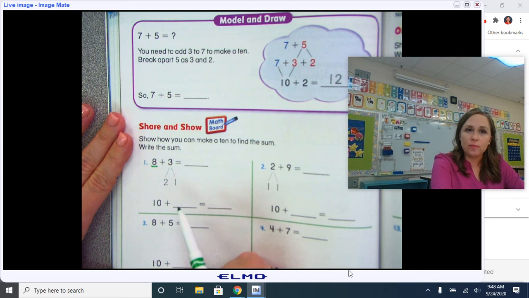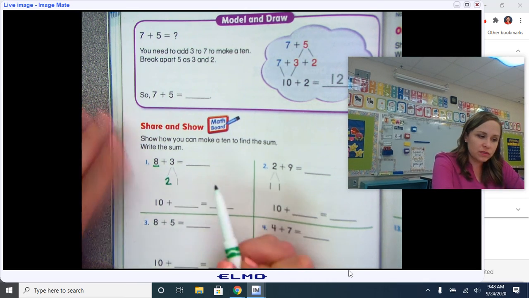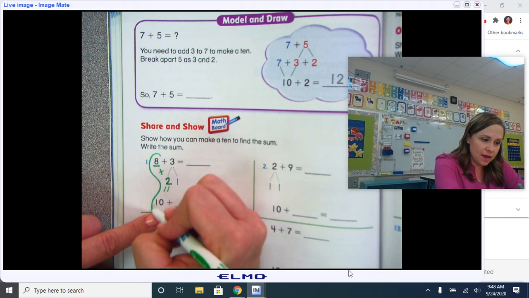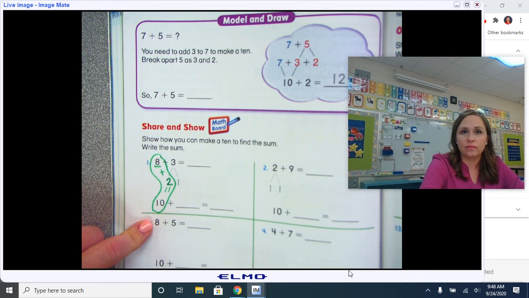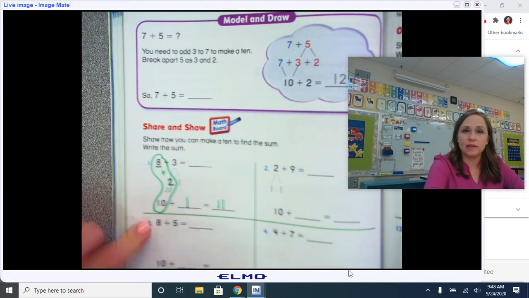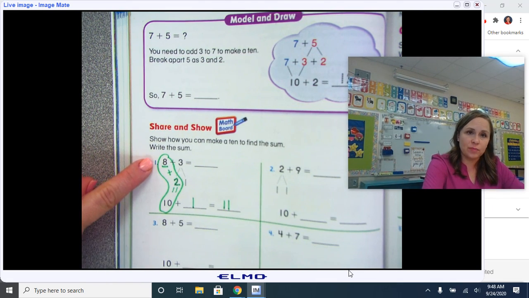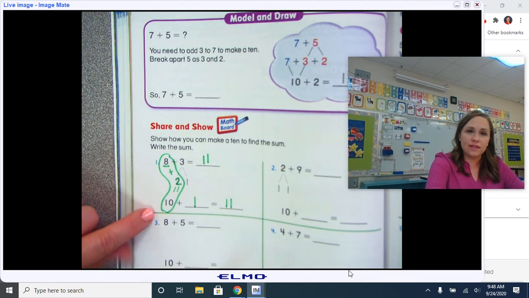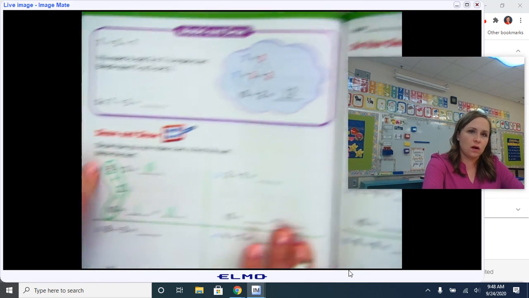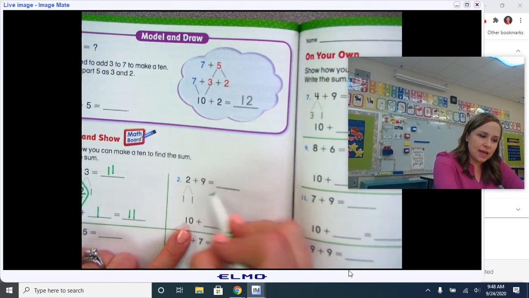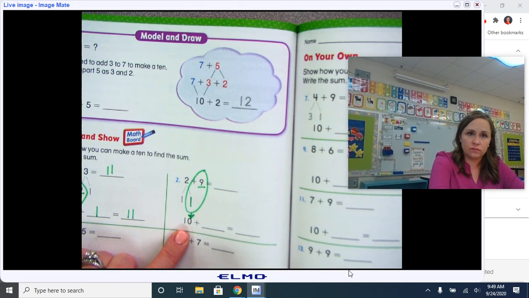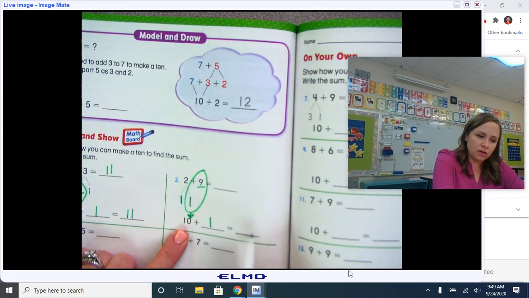The bigger number 8 needs 2 to make this 10. 8 plus 2 equals 10. Do you see that? Then all I have to do is bring this 1 down and add: 10 plus 1 is 11. And the answer to 8 plus 3 is 11. This is a strategy to answer this. Look at number 2. 9 needed 1 to make a 10. And then we'll bring this 1 here to get 11.